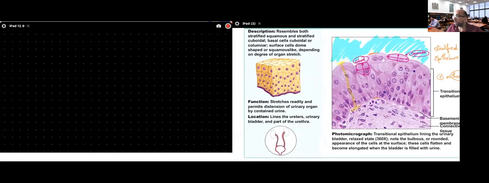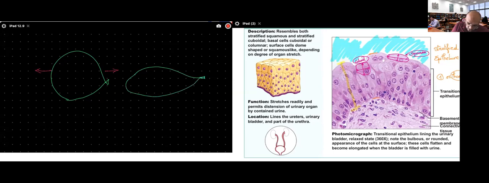So this here is a special type of tissue that lines the urinary tract, lines the urinary bladder, ureters, and urethra. What is special about this tissue is that its cells have the ability to be stretched. So if you have a balloon like this, and you pull the balloon from both sides, how will it look? It will become stretched like this.